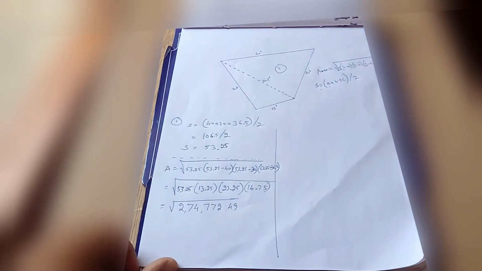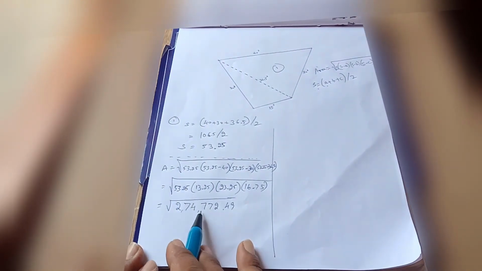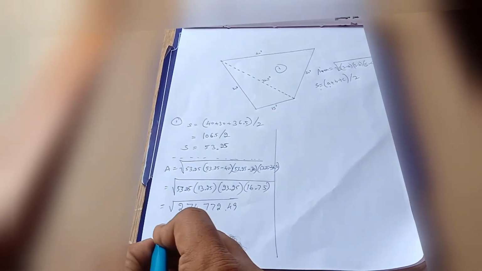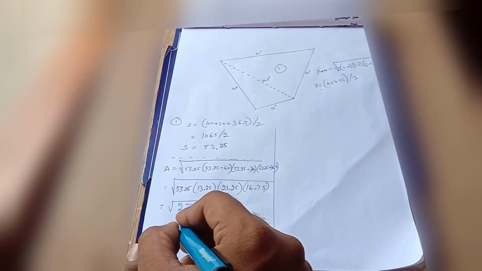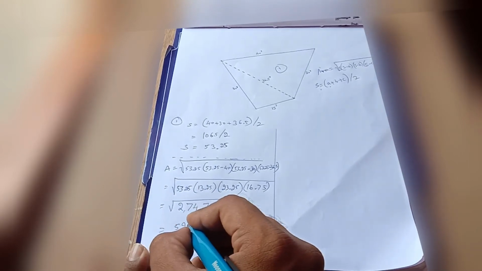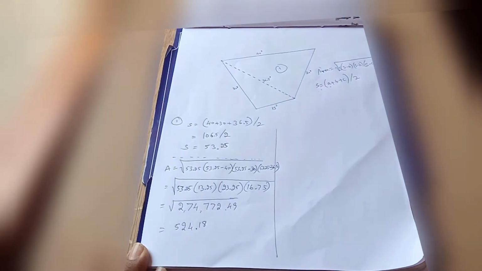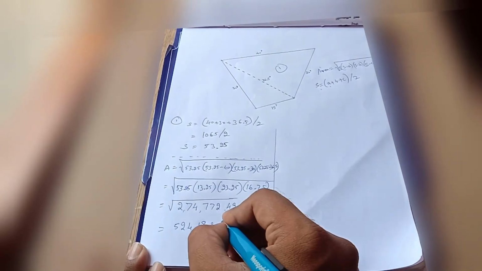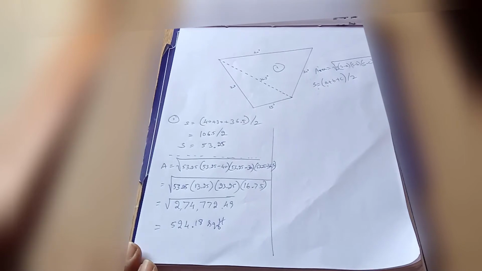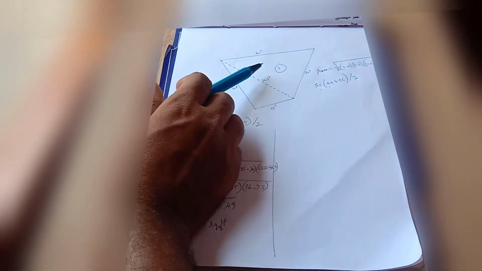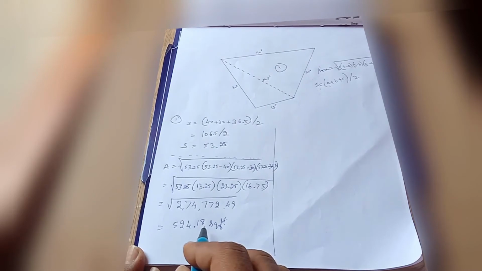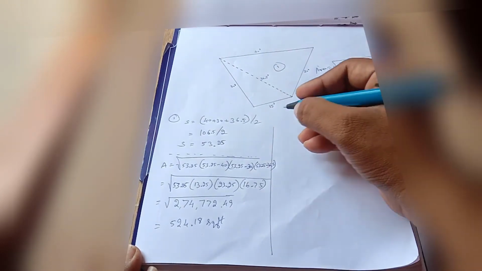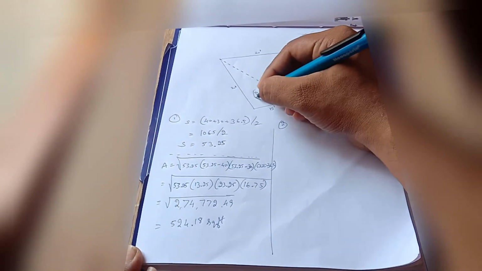When we multiply all these numbers, we get 2,74,772.49. We need to find the square root of this number to get the area of the triangle. When we find the square root, this is what we get: 524.18. So this is the area of the first triangle in square feet. Now let's calculate for the second triangle.